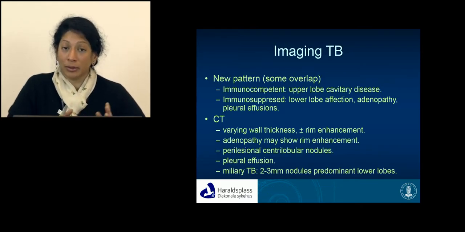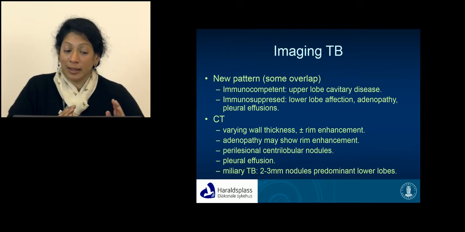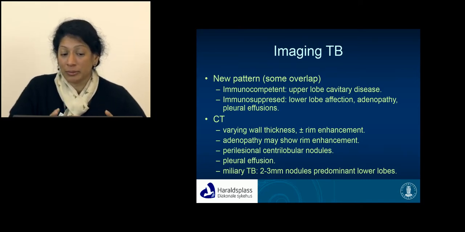And the new pattern, although there's again some overlap, is that an immunocompetent patient has usually upper lobe cavitary disease. An immunosuppressed patient has lower lobe affection, adenopathy, and pleural effusions. You should remember that children belong automatically to the immune suppressed group. So normally in adults you would see upper lobe cavitary disease.